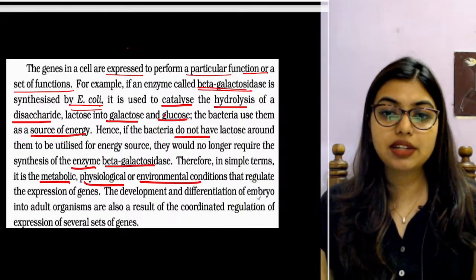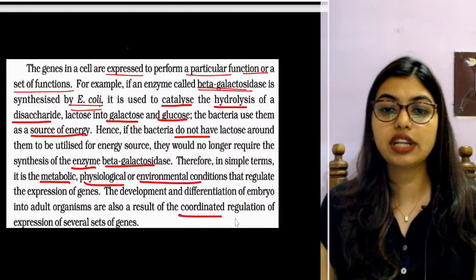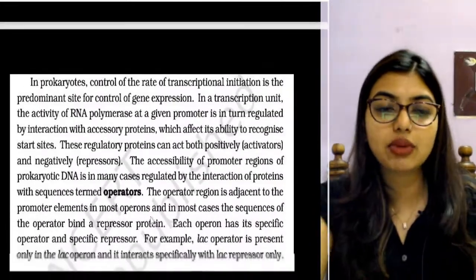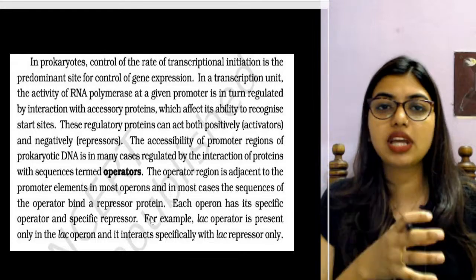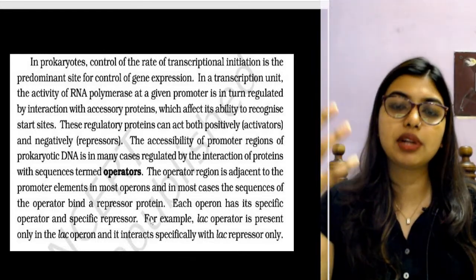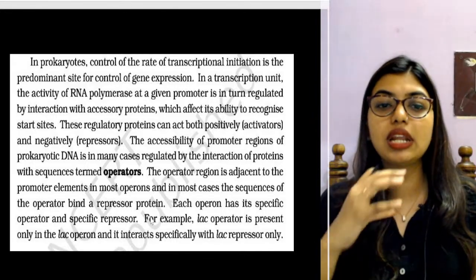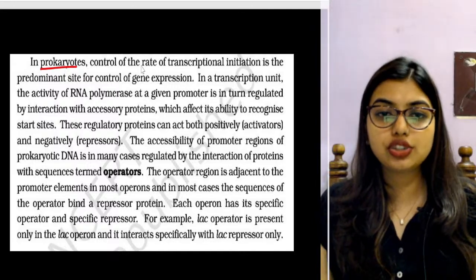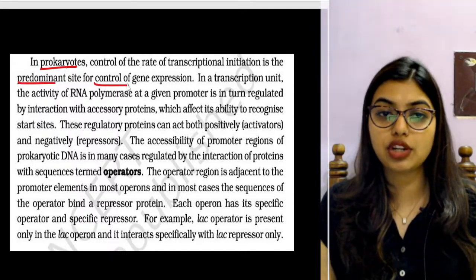The development and differentiation of an embryo into an adult organism are also a result of coordinated regulation of expression of several genes. Okay, so you might have a question, no ma'am, why does this gene regulation happen? So you should understand, from the time we are a fetus up to the time we become an adult, some genes switch off purposefully, some genes switch on, so that correct activities will happen in the body. Now in prokaryotes, control of the rate of transcriptional initiation is the predominant site for control of gene expression.